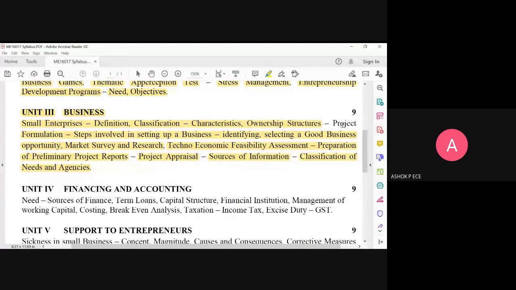You are going to discuss only small enterprises. What are the different types of enterprises you have? How is the ownership structure available there? How are you going to identify a good business opportunity? How are we going to do the market survey research to see if that is feasible or not? How are we going to prepare reports for setting up that business, appraisal, and finally, why you are going to do this classification of needs and agencies.